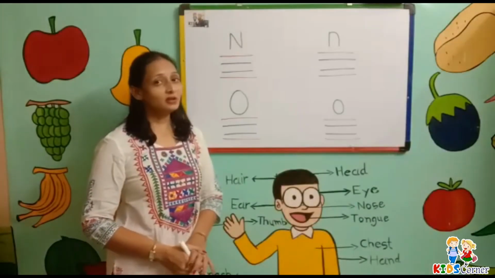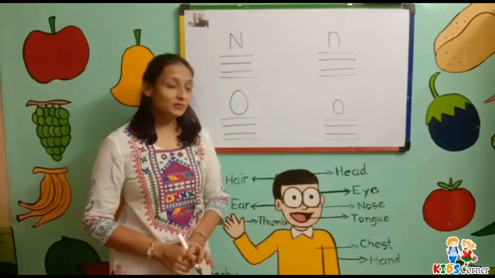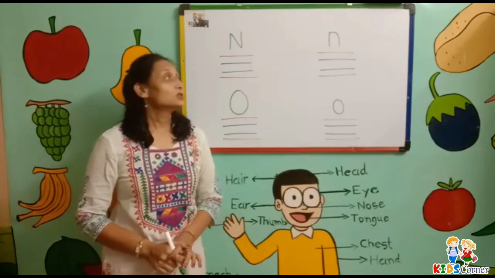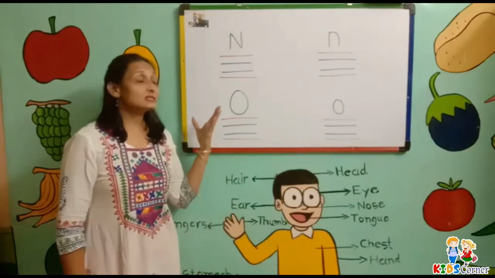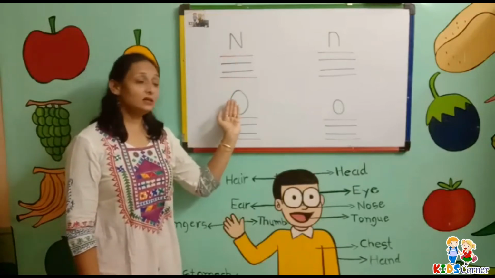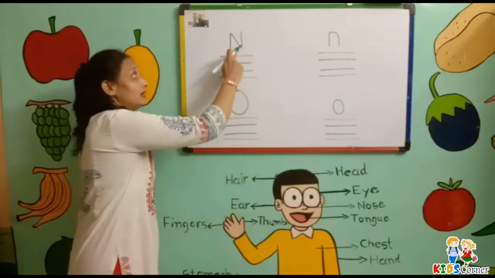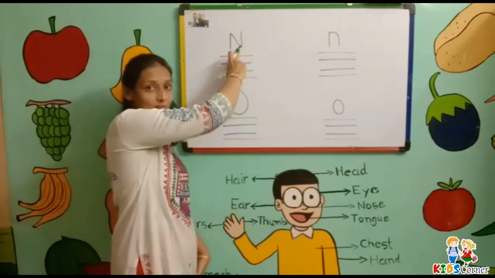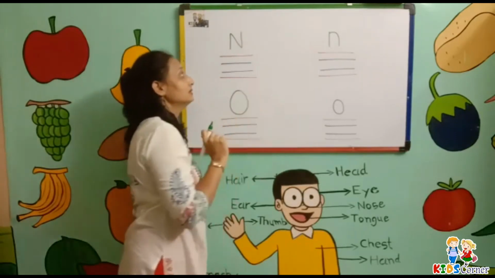Children, good morning. How are you all? Till now, we have learned alphabets from A to M. So today, we'll start with the next alphabets, N and then O. Today we learn N and O. So let's start with N. This is capital N and this is small n.